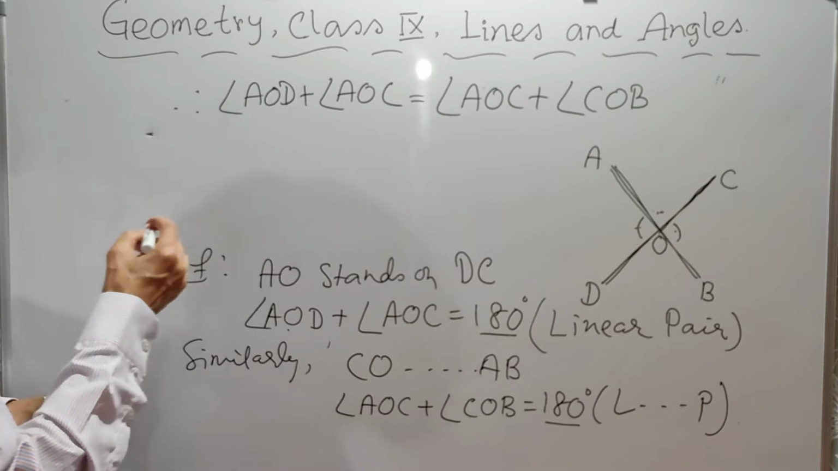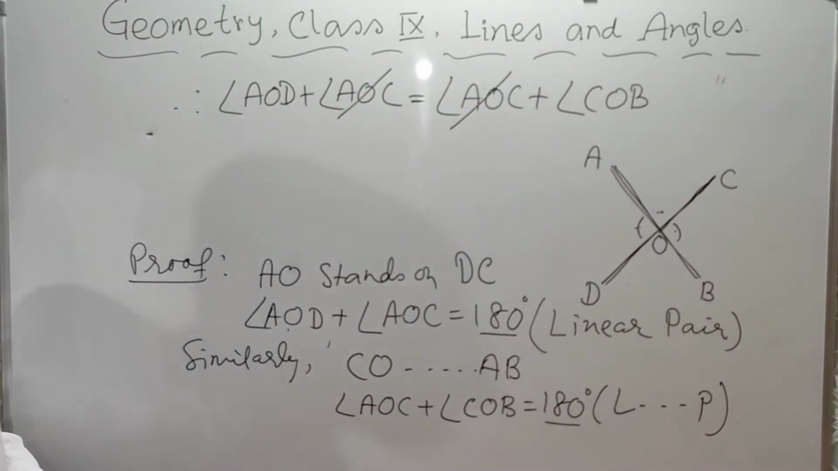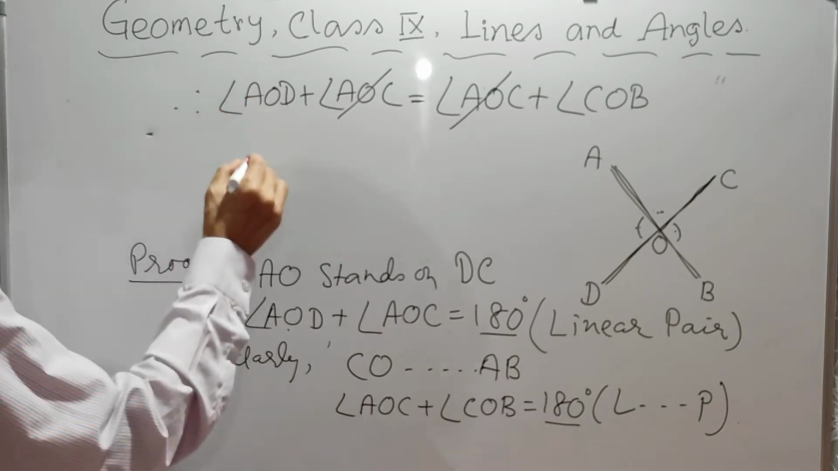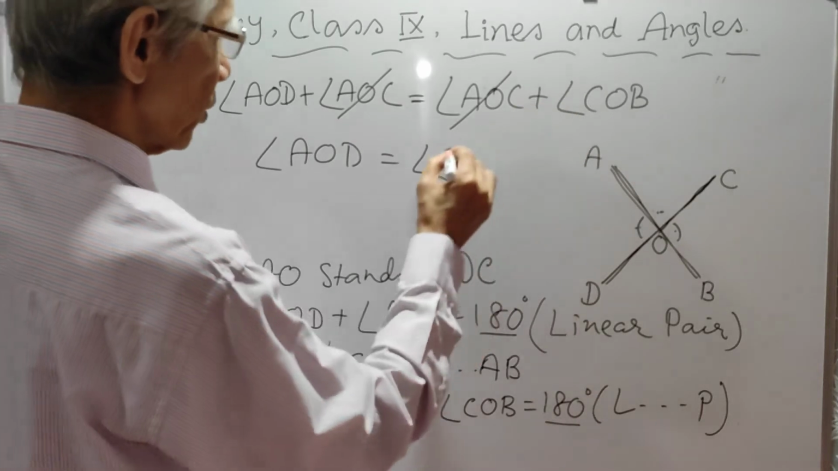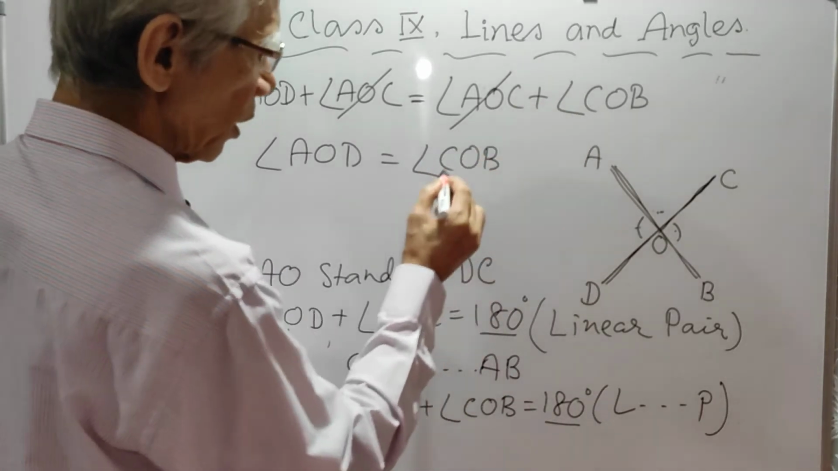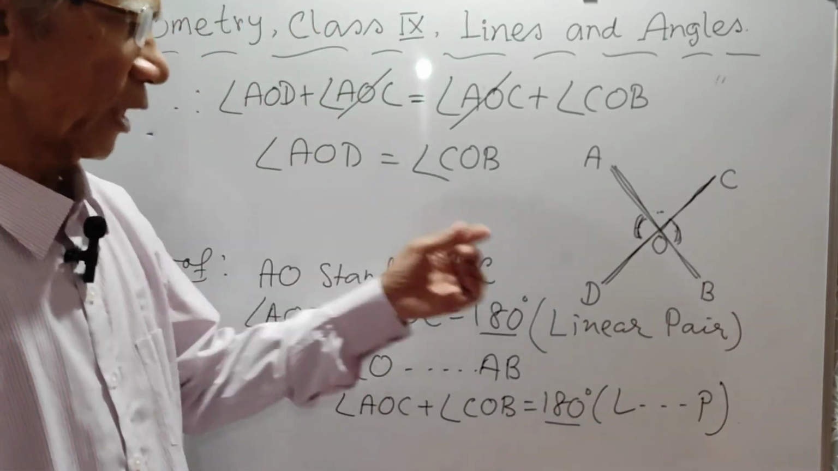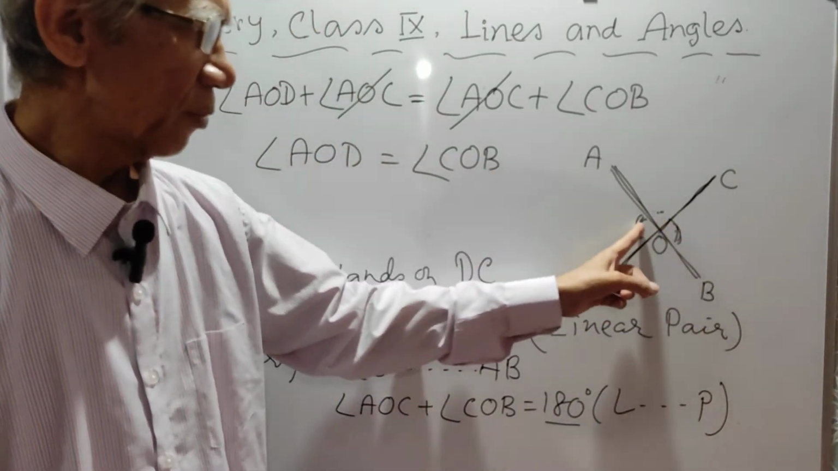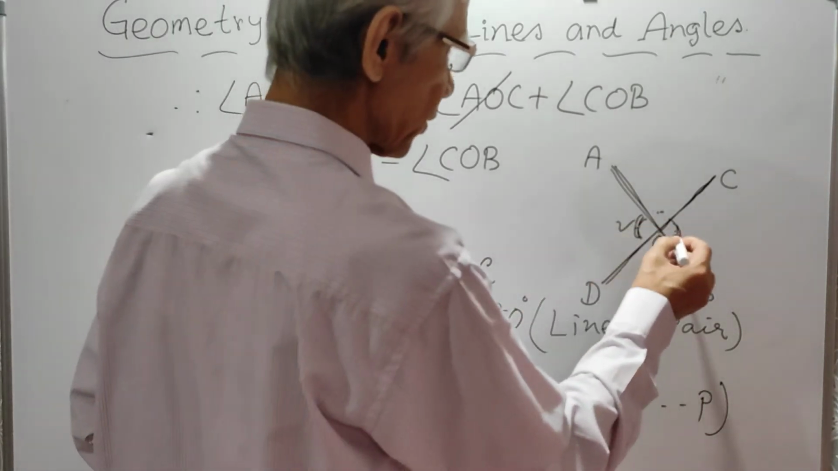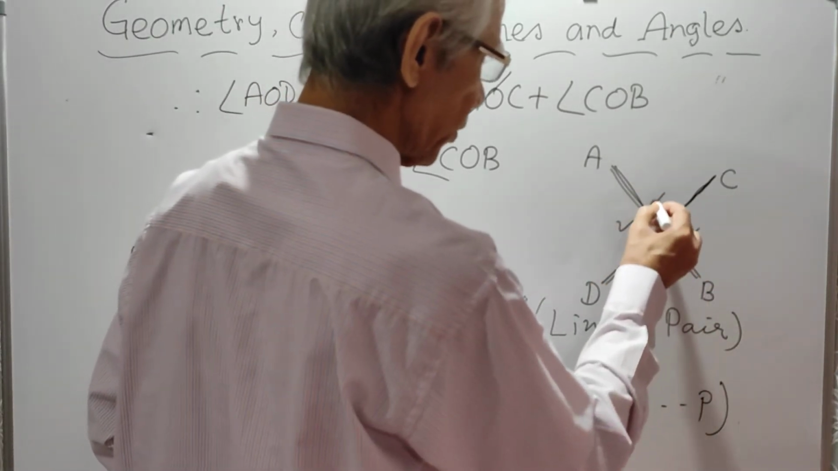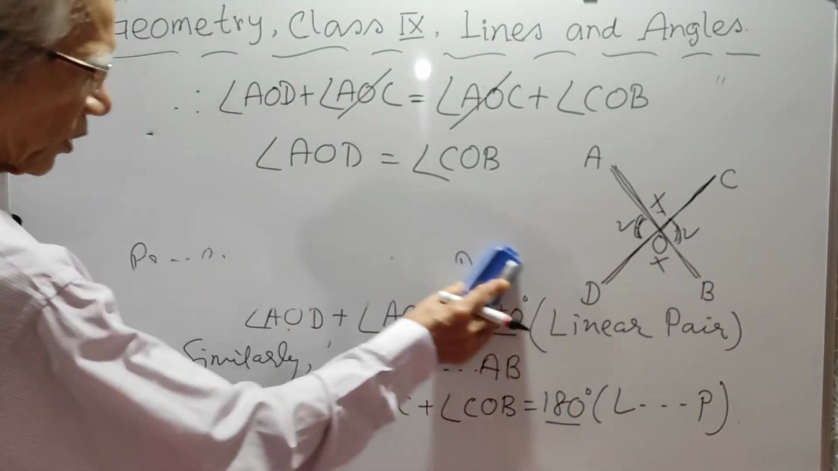Now use the rule of equation. This AOC from both sides you cancel. This is the rule of equation, therefore what is left? AOD equals COB. So we have proved AOD equal to COB, which we had to prove. So vertically opposite angles are equal. Now exactly similarly we can prove this equal to this. Those details are not necessary to write.